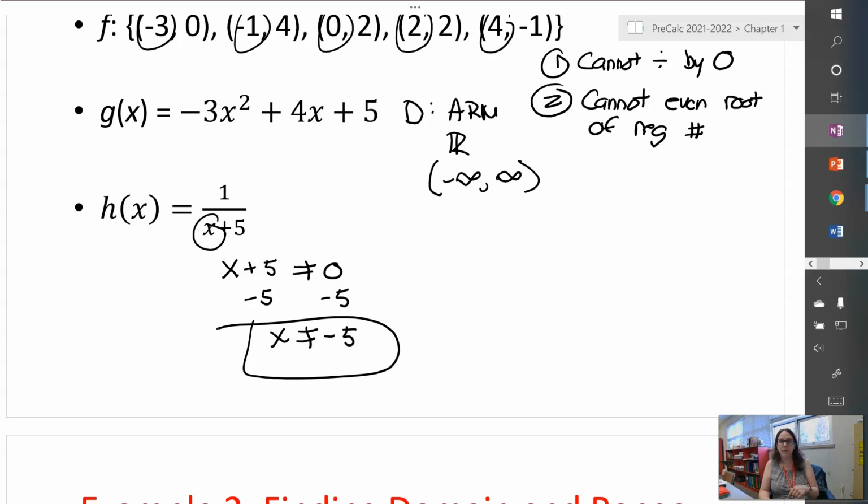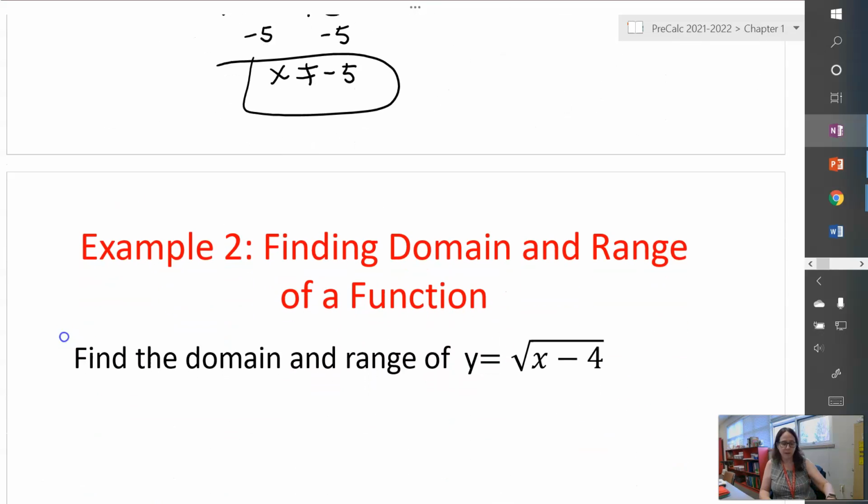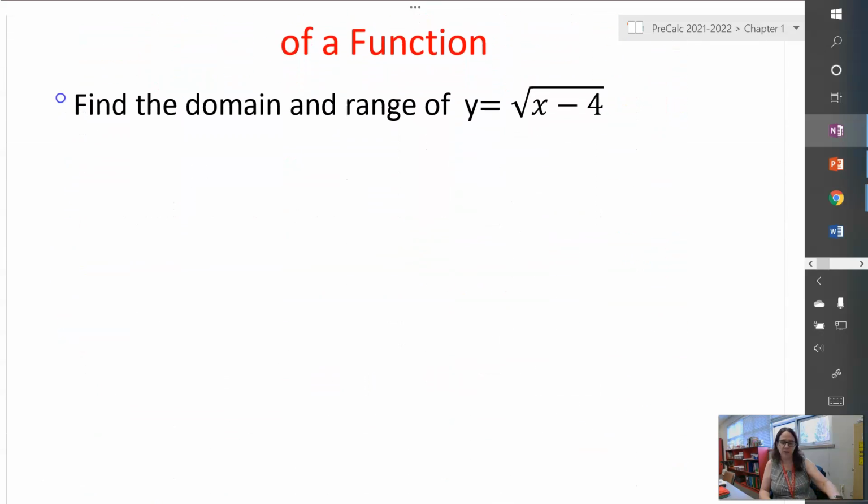X cannot be negative 5. Any other value of x is fine. Now we're going to find the domain and range of this function. We have y is the square root of x minus 4.